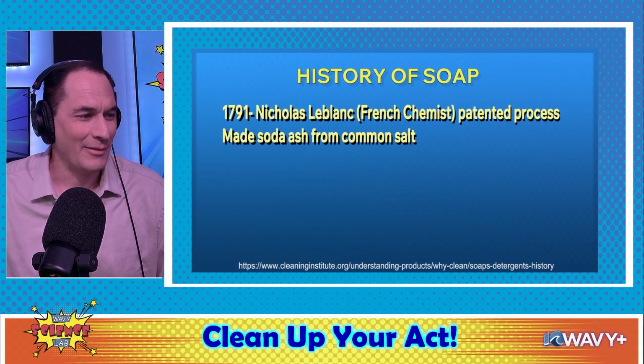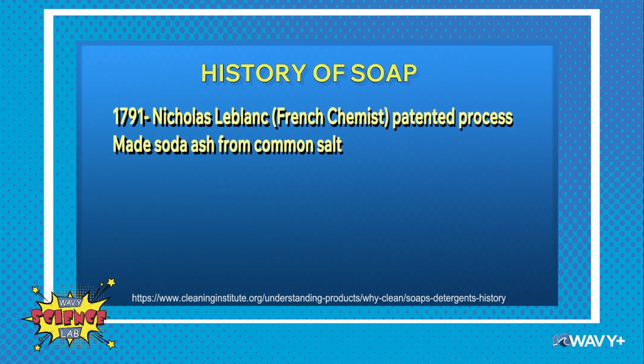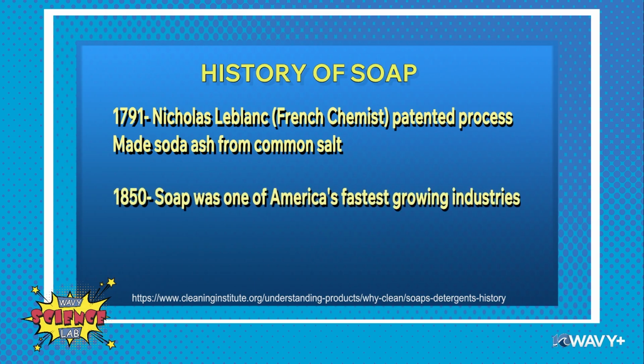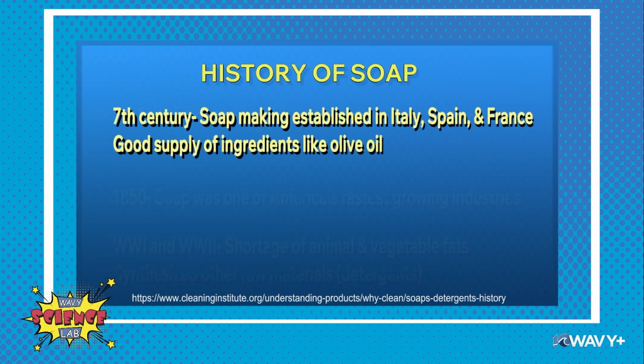So going back in time, some more information. Nicolas Leblanc, French chemist, patented the process and made soda ash from common salts. And so that was important. In 1850, soap was one of America's fastest growing industries. Didn't know that either. And then this is really important. In World War I and World War II, there was a shortage of animal and vegetable fats. So they had to make something else up. They synthesized things and made other materials. And so they made detergents. And that's key because that changed the course of humans forever.